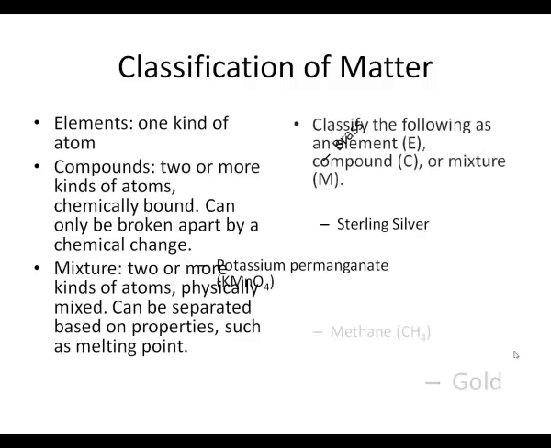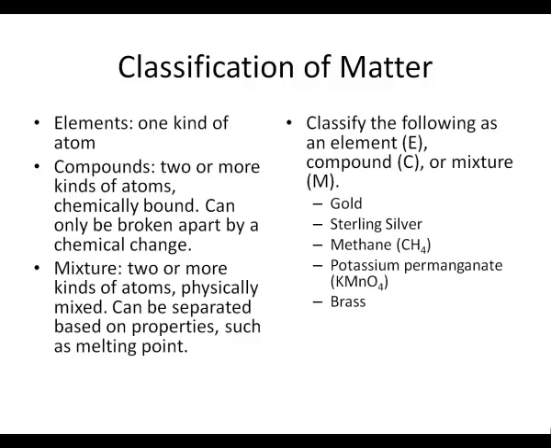So here's a couple for you to look at. Classify the following as an element, a compound, or mixture. So the first one there is gold. That's obviously going to be an element. If you look up on the table of elements, that's symbol Au.